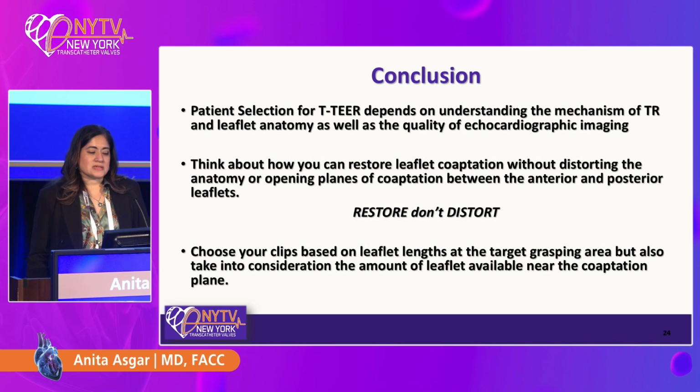So in conclusion, I would say that patient selection for tricuspid TEER really depends on an understanding of the mechanism, the leaflet anatomy, and of course incorporating the quality of your echocardiographic imaging, and to really think about how you can restore leaflet coaptation without distorting the anatomy or opening new planes of coaptation, particularly between the anterior and posterior leaflets. The goal is to restore and not to distort.